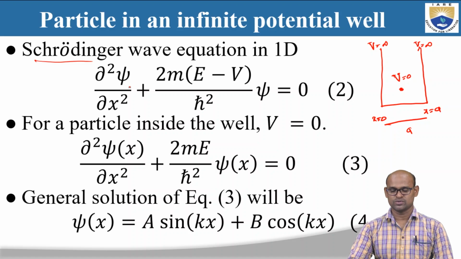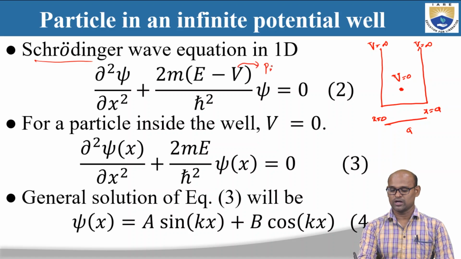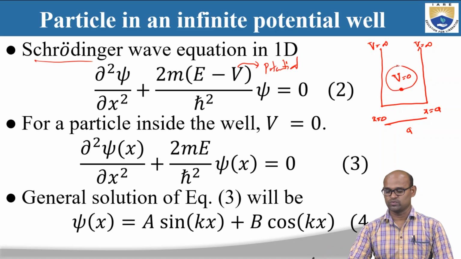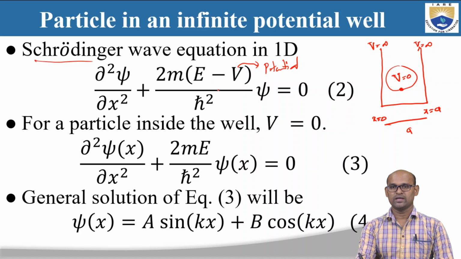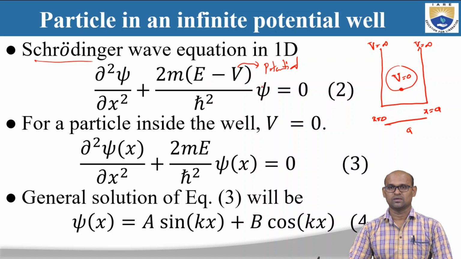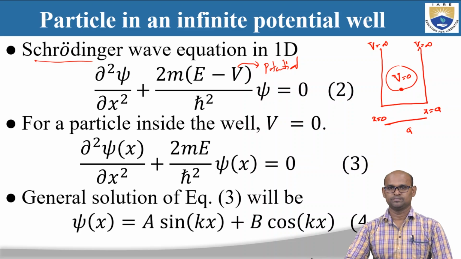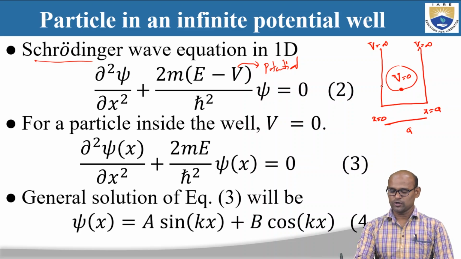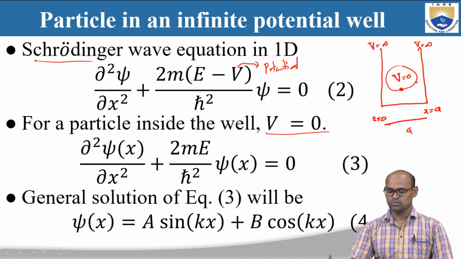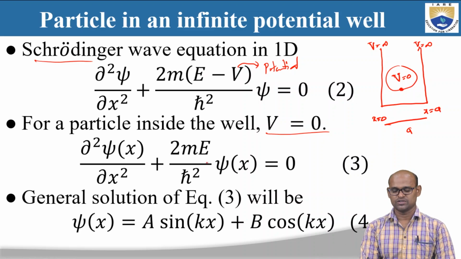d square psi by dx square plus 2m into (E minus V) by h-bar square into psi is equal to 0. This V is not velocity, this is the potential, right? So the potential that we are discussing here is V. So this is the Schrodinger wave equation in one dimension. We know that the potential is 0 inside the well, so by substituting V equal to 0 in the Schrodinger wave equation, we get this equation.